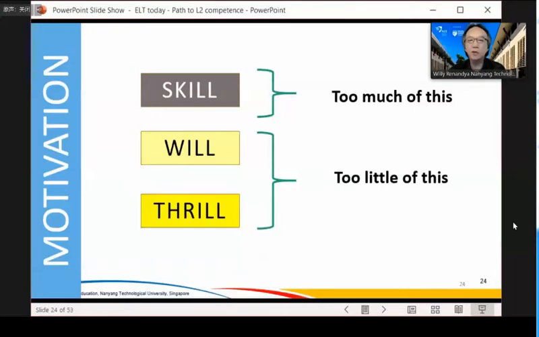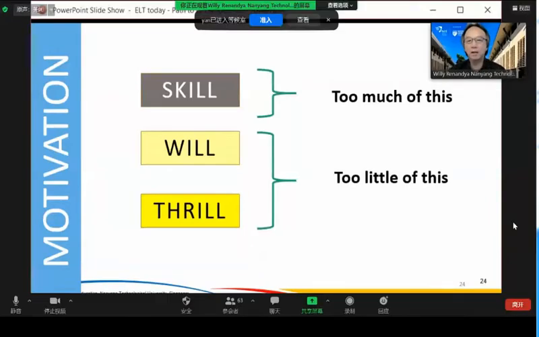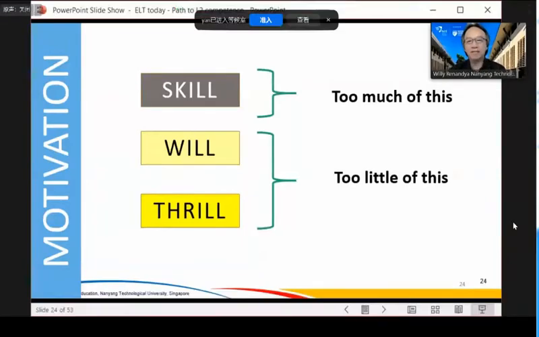I think for many years we've been spending too much time on the first one, building knowledge, building skills in the classroom, teaching a variety of language skills to our students, forgetting that where English language learning is concerned, students need a lot of will and they need to feel a lot of excitement in the classroom. I remember what Professor Liu said just now. If you look at your students and they are laughing with you, smiling, big smiles on their faces, I think you know that you've been very successful.